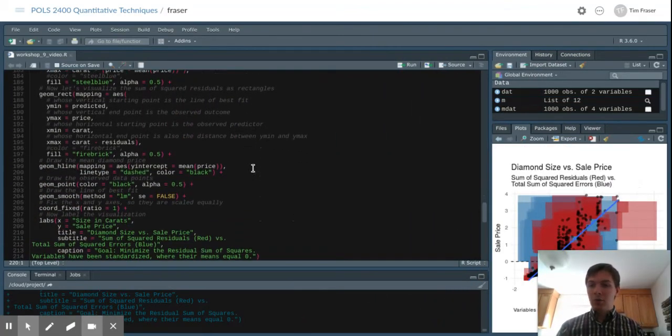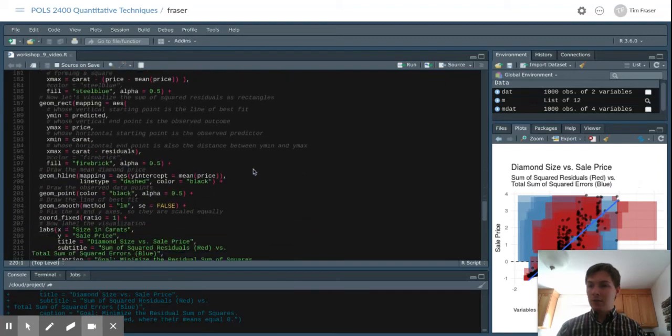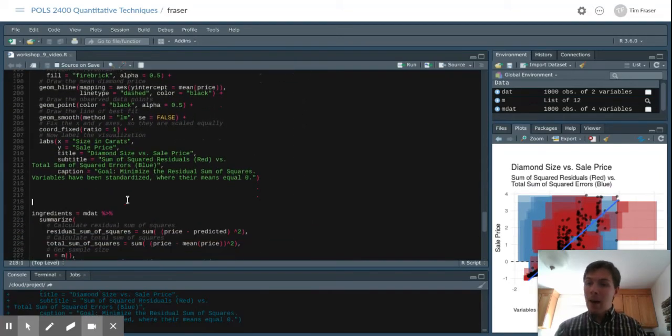Cool. So lots of code. Wow, ggplot is amazing. Yay. Okay, great. Moving on.